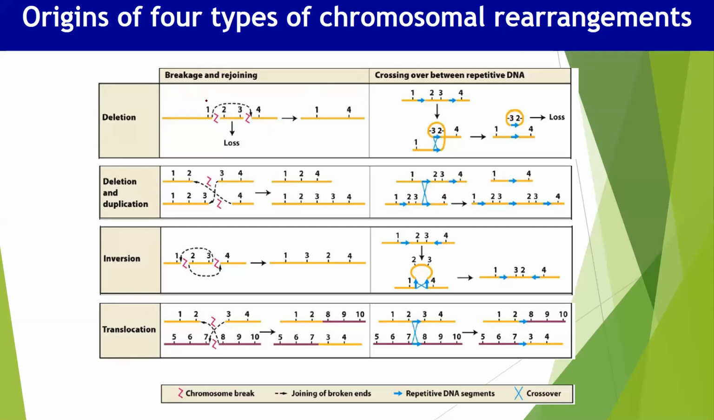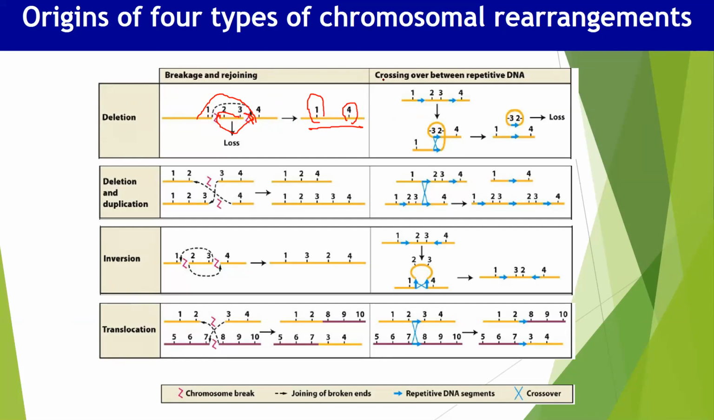If there's a breakage and rejoin. So if there's a breakage here, and these 2 chromosome pieces are rejoined together, then you're going to see, right, this region has been deleted. If there are 4 genes on the initial or original chromosome, then after the deletion, you only see 2 of them. So the other 2 have been deleted. So this is one way that can form the deletion.